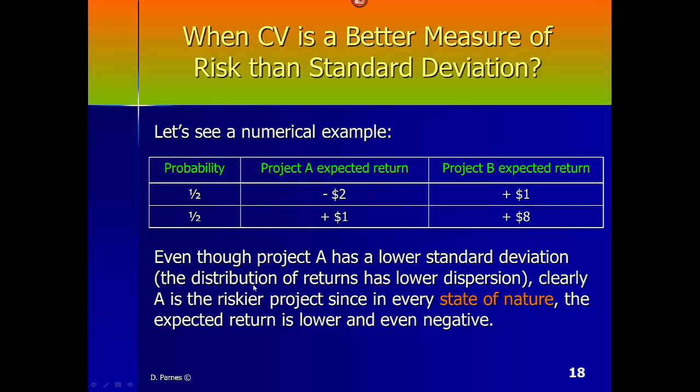Alternatively, we can say that in every state of nature, you earn more in project B than in project A. If the first event happens with probability half, here you lose $2, here you earn $1. With the second 50% chance, if the second event happens, in project A you earn $1, in project B you earn $8. So it's a no-brainer. Obviously, you should invest in project B rather than in project A. Clearly, project B is less risky than project A, despite the fact that standard deviation of B is higher than standard deviation of project A.